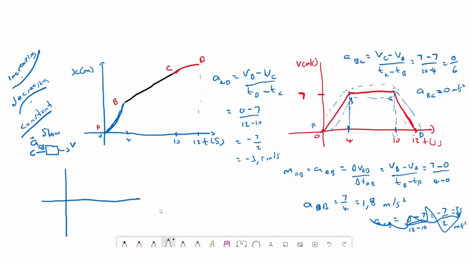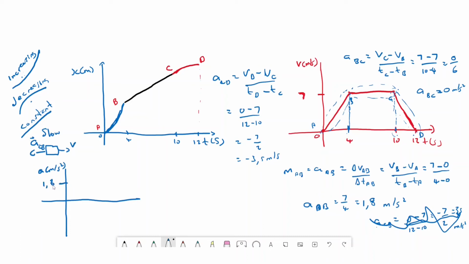So how do we draw all of this here? Let's see the values. We have the acceleration from A to B, and we found that acceleration to be 1.8. So this is going to be the acceleration, in meters per second squared. So 1.8 is going to be here.